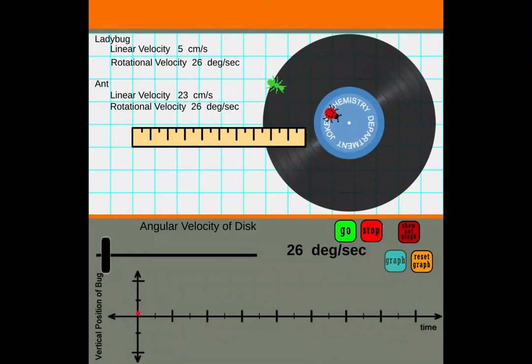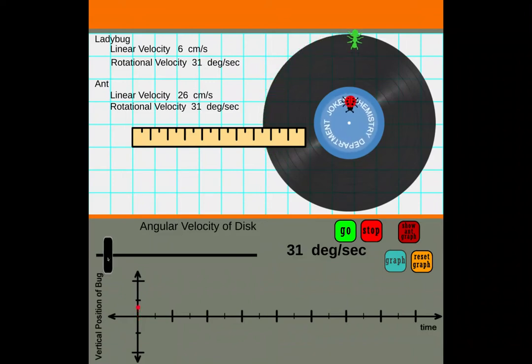So if we start this simulation, as they travel around the circle, the ladybug is moving linearly a lot slower than the ant. And you can see that here. They've got the speed of the ladybug and the speed of the ant. But if we were looking at how many times or how many turns does the record make, let's say per minute, well, the ladybug and the ant are completing the same amount of turns per time period. So their rotational velocity is going to be the same. And here you're given 26 degrees per second.